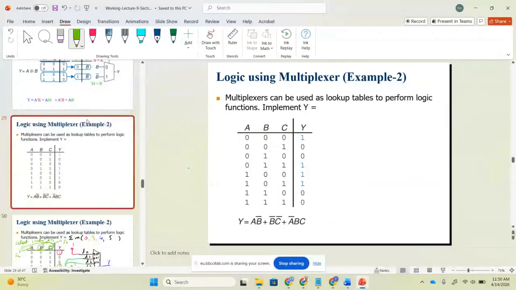Now, if you look here, let's assume we want to implement this function using an 8-to-1 multiplexer. How can we implement this function using an 8-to-1 multiplexer? Can you tell me? Yes, Thomas. Yes, James.